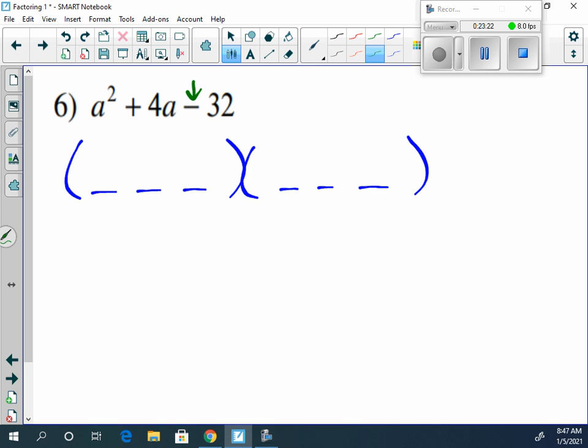Now, the first thing we look at is the sign of the constant term. And here the constant term is negative, so if the constant term is negative, the signs are opposite. One is going to be positive, one is going to be negative. Now, it doesn't really matter which one we make positive, which one we make negative. I'm just going to pick one positive, one negative, and we're just going to put them in. And our last step is really the reason it doesn't matter, because we're going to check it. We're going to check and make sure that we have the right setup.